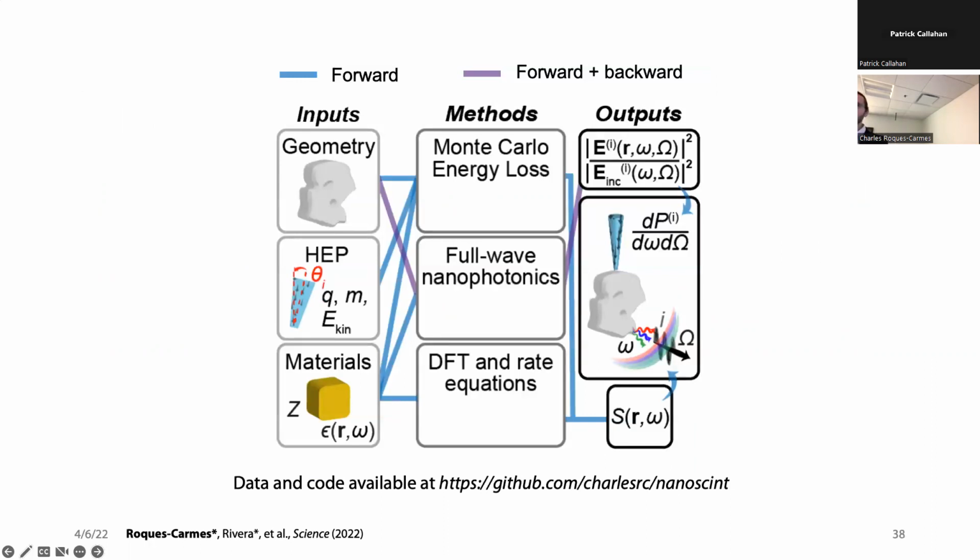You can give a geometry of the scintillator, some characteristics of the high energy particle beam, and material properties. Typically, it's the Z number for the X-ray absorption part and the permittivity for the nanophotonics parts. We use Monte Carlo energy loss and DFT simulations to calculate the spectral and spatial distribution of emitters, and full wave nanophotonics to calculate the emission into the far field.